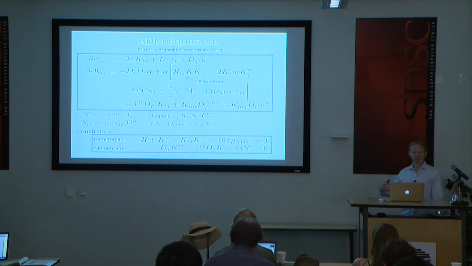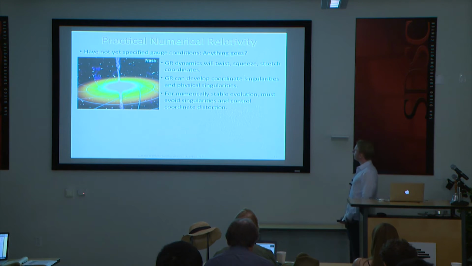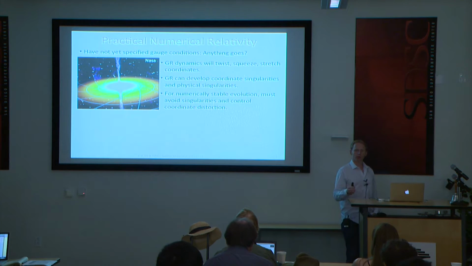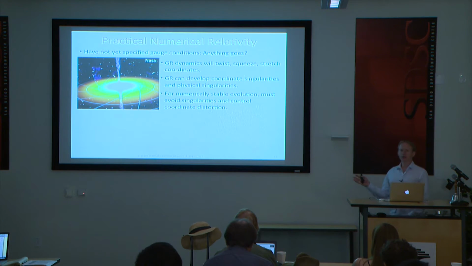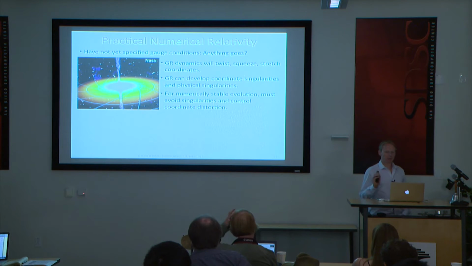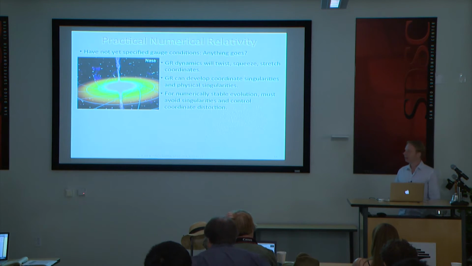We just put this in a computer and we simulate, right? Doesn't work that way. First of all, we haven't said anything about the gauge yet. We haven't said what we're going to do with lapse and shift. In analytic relativity, anything goes, because this is a gauge, right? Gauge quantities can be chosen to be anything we want. Problem is, the gauge controls our coordinates.